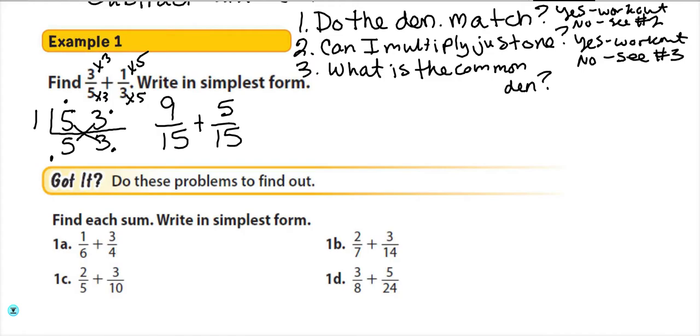Now we have a common denominator, so go back to number 1. Do the denominators match? Yes, so work it out. 9 plus 5 makes 14, and then that is over 15, and there's your answer. Now obviously simplify if you need to, but in this case we don't have to.